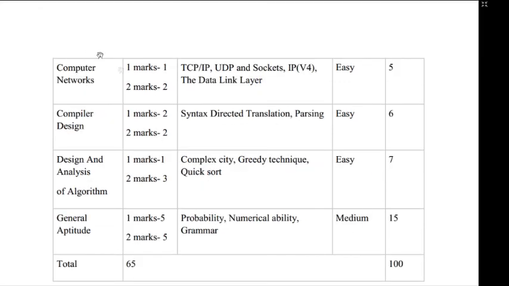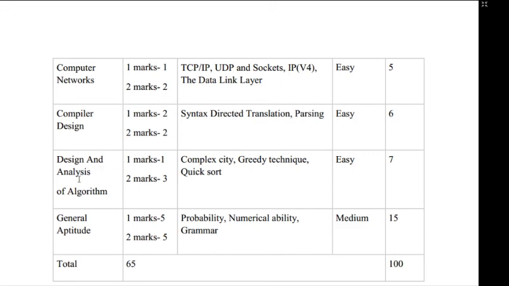In computer networks, only 1 1-mark question and 2 2-mark questions have been asked. TCP/IP, UDP and sockets, IP version 4, and the data link layer are the topics from where the questions were asked, which is easy, and totally 5 marks have been asked from computer networks. In compiler design, 2 1-mark questions and 2 2-mark questions have been asked. Syntax directed translation and parsing are the topics, which is easy, and 6 total marks have been awarded.